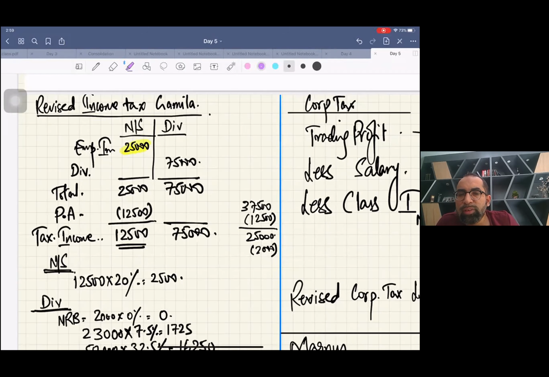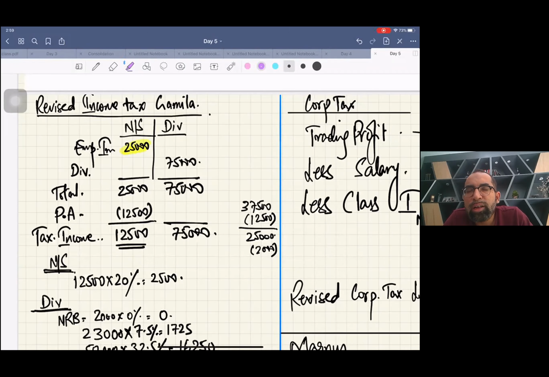Now, non-saving income is 25,000 and dividend income is 75,000. You have your total income of 100,000, and the net income is also 100,000 because there is no qualifying interest. The ANI in this question will also be 100,000, since there is no gift aid donation or such things. So your ANI is also 100,000.